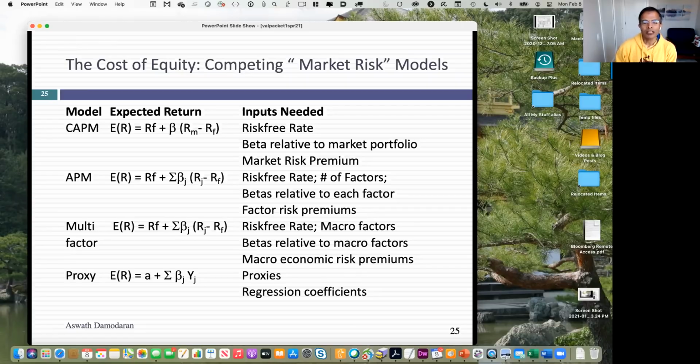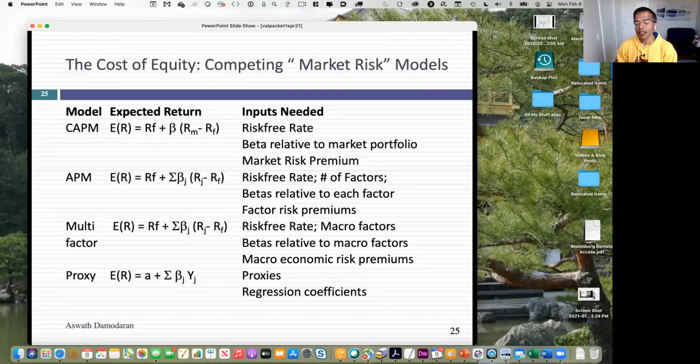And finally, there's a subset of models that have emerged in the last 20 years, where if you ask me the expected return on investment, I throw in proxies for risk. Is it a small cap or a large cap company? Is it a low price to book or a high price to book? Because the history of returns in markets shows you there are some types of companies that seem to earn higher returns. Small companies earn higher returns after adjusting for beta risk than large companies, at least if you go back in time. Those are called proxy models.